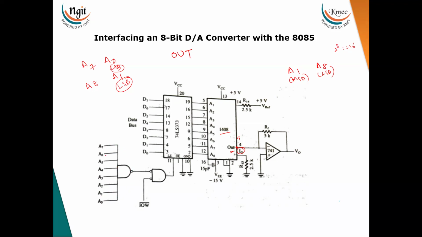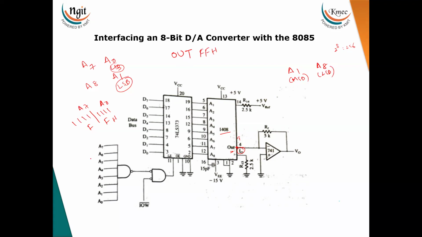So all the address bits are connected directly, meaning from A0 to A7, all are high bits. So these are 4 ones and these are 4 ones, total 8 ones are given. If I write this in hexadecimal, I can write it as F, and this is also F. So the port address is FFH. So the instruction is OUT FFH.